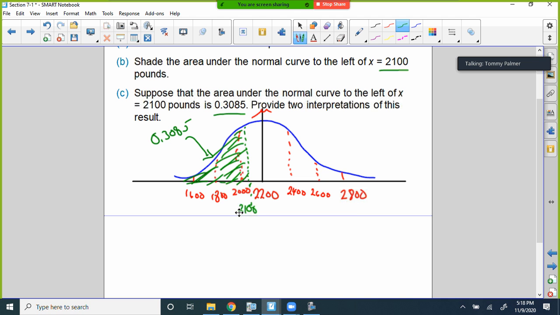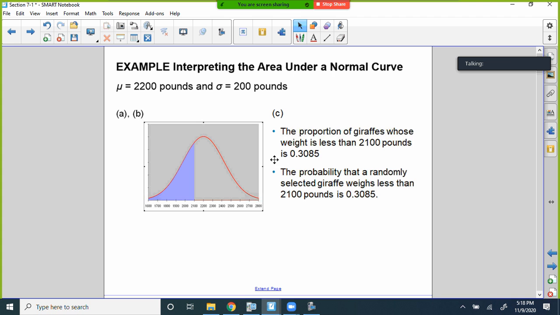Well, what that means is 30.85% of giraffes weigh less than 2,100 pounds. Or the probability of a giraffe weighing less than 2,100 pounds is 30.85%, right? Okay, so that's what you're looking at. Now, I've got this one over here, and it shows the technology graphed and all that.